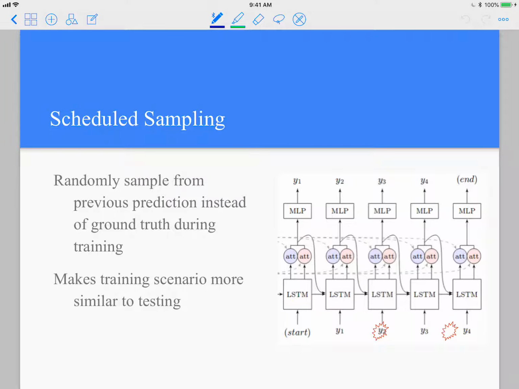Okay, and then so what is this scheduled sampling?